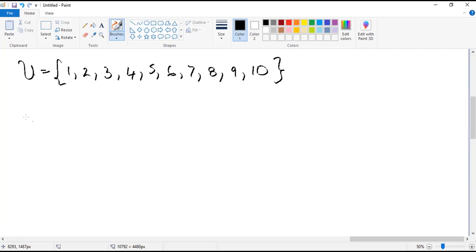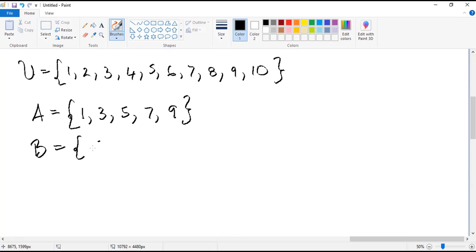All right, so they say set A contains all the odd numbers. So I can just put A. You don't have to literally write set and then A. You can just put A. And that means set A contains all the odd numbers. So it's 1, 3, 5, 7, and 9. And then B will be all the numbers greater than 4. 5, 6, 7, 8, 9, 10.